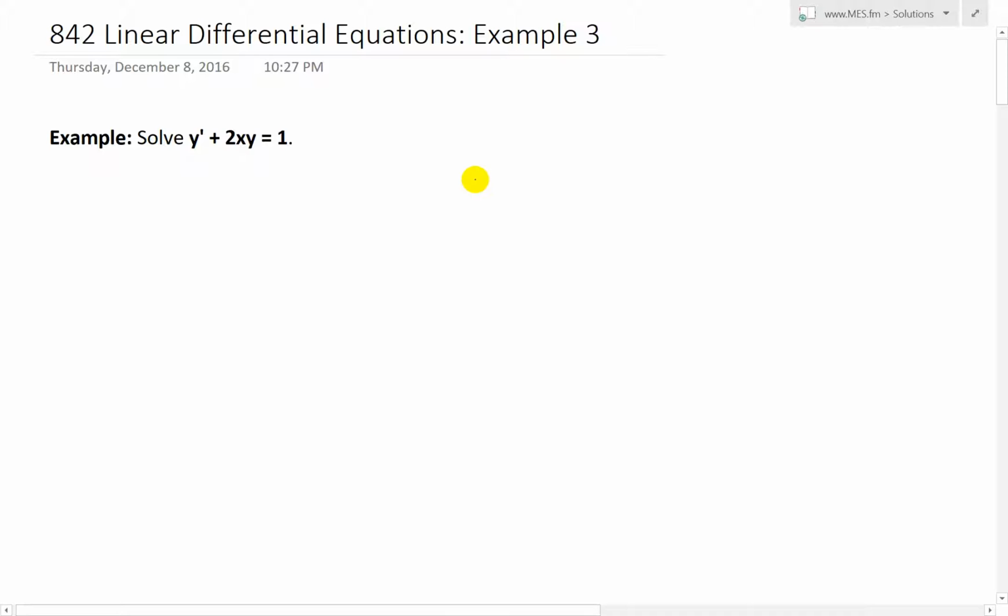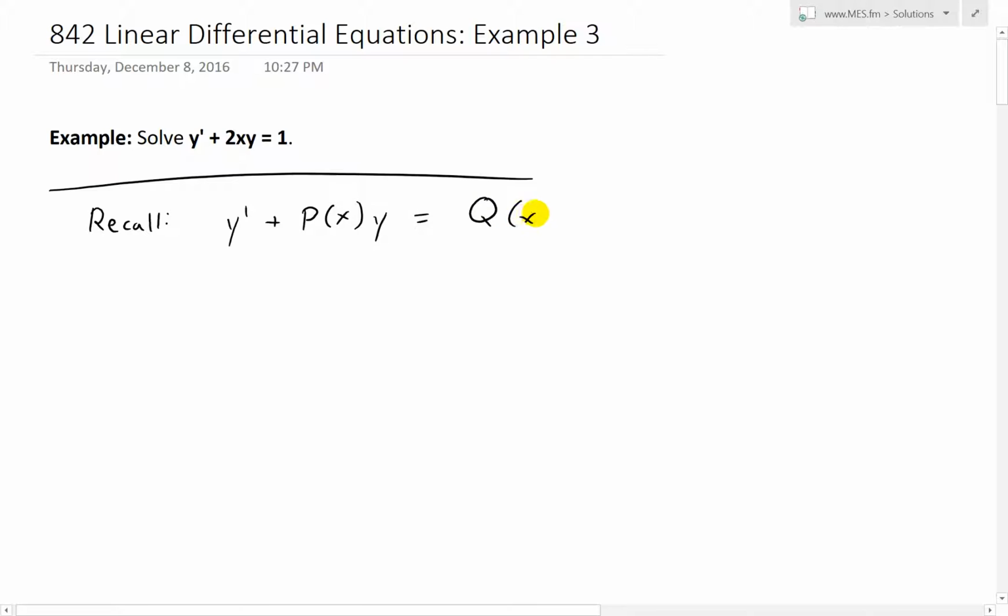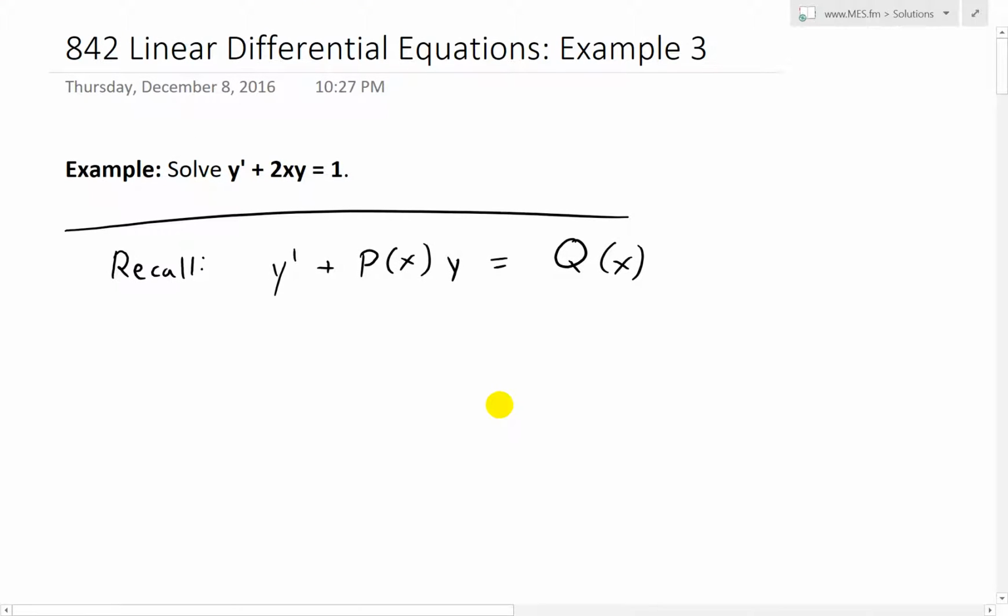So first thing to do, like always in these kinds of equations, is again recall from my earlier video that we want this in standard form, which is y prime plus p of x, a function of x, times y, and then equals q of x, a function of x on the right side. And as you can see, this one is in fact already in standard form. Let's zoom in a bit. So then this means that p of x is equal to 2x, and the right side is just equal to 1, so that's the right side function.